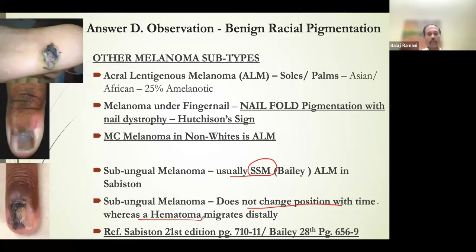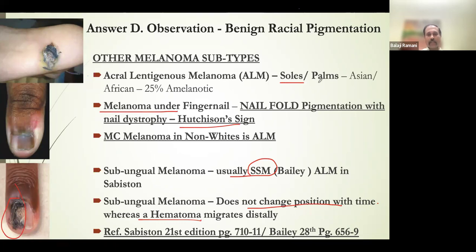So how will you know whether it's a hematoma or not? Suppose there is a hematoma, it will keep migrating distally, whereas a subungual melanoma will not change. And again, the Hutchinson sign, which is the nail fold pigmentation, as I showed you here, will happen in the subungual melanoma.